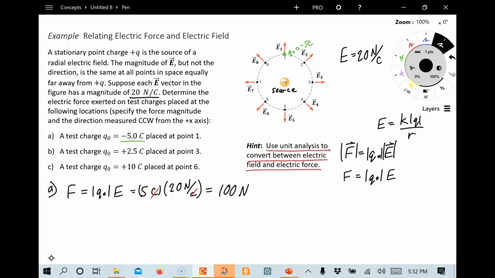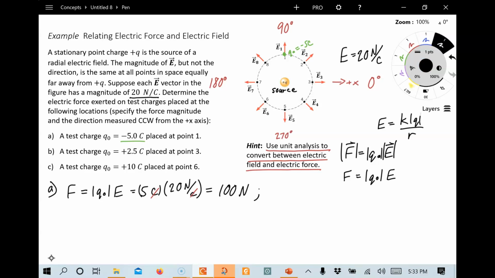And that's our force. Now to get the direction, we've been asked to give it counterclockwise from the positive x-axis, right? So think of directions this way: if this is the positive x-axis, plus x, this is what we call 0 degrees. Straight up, plus y, we call 90 degrees. Over here to the left, we call 180 degrees. And this direction straight down is 270 degrees.